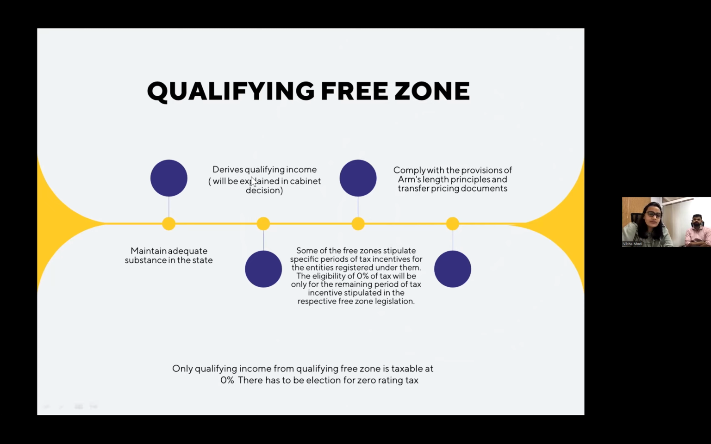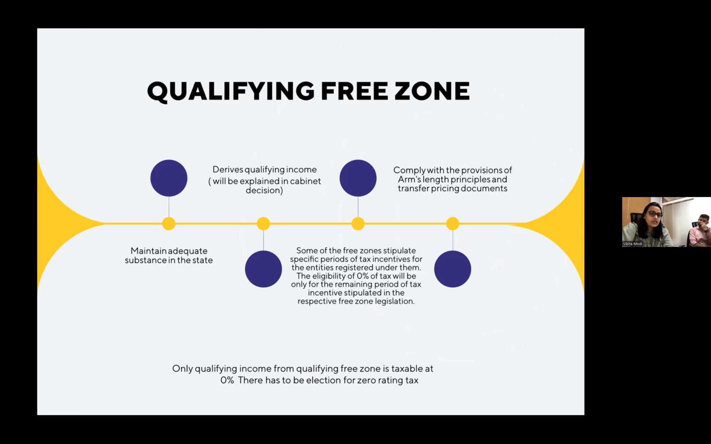So here I'm explaining the qualifying free zone. If you are in the qualifying free zone and you are earning the qualifying income, then you are liable for an exemption. So what is a qualifying free zone? The condition for the same is that the free zone has adequate substance in the state, and that qualifies it as a qualifying free zone.